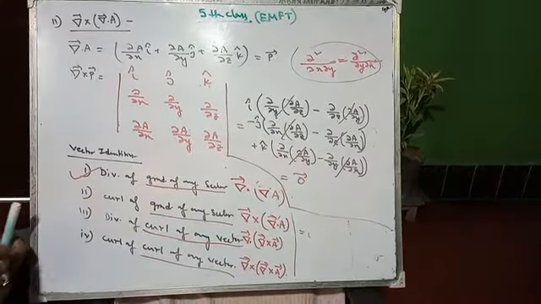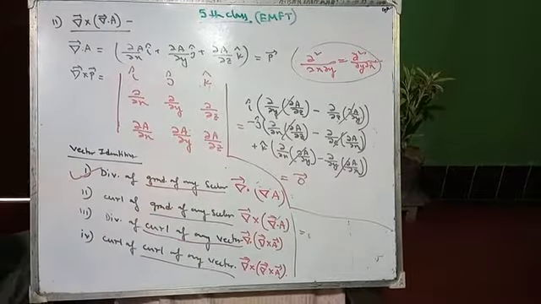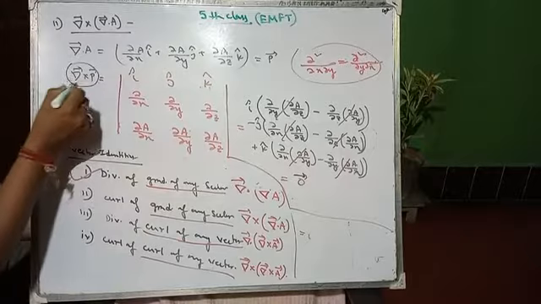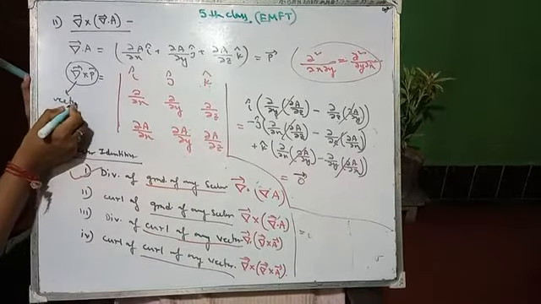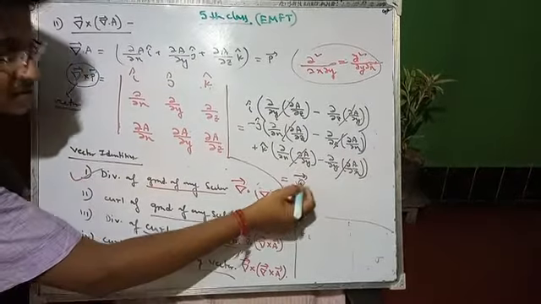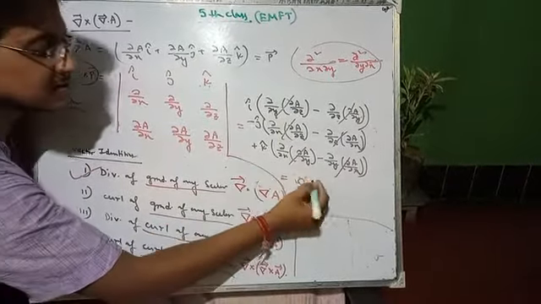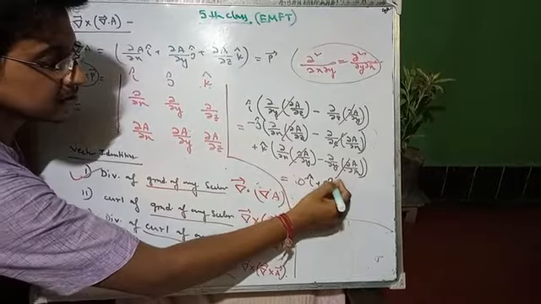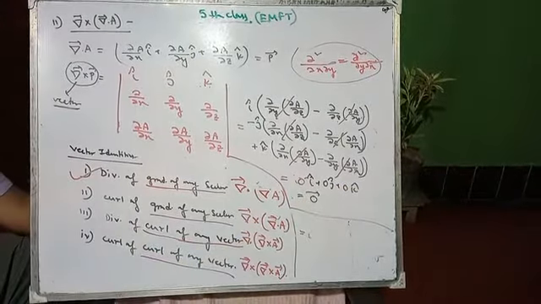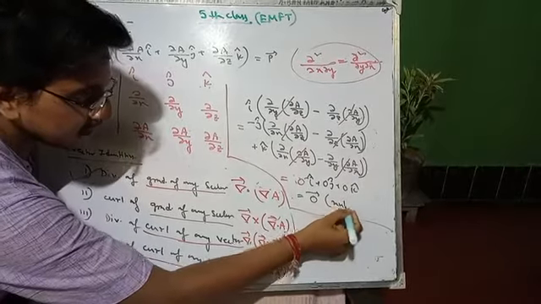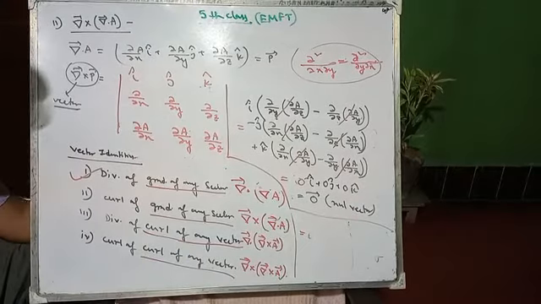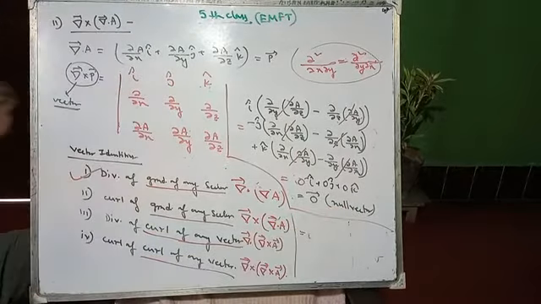Over this zero I have put a vector sign. Why? Because the curl of any vector results in a vector quantity. So this zero means 0 i cap, 0 j cap plus 0 k cap, or you can say zero vector. This zero vector is called a null vector. Always remember, it is a null vector.